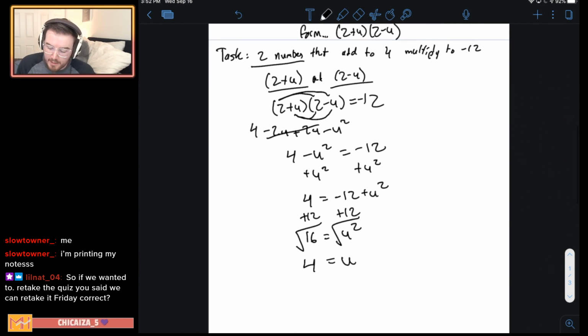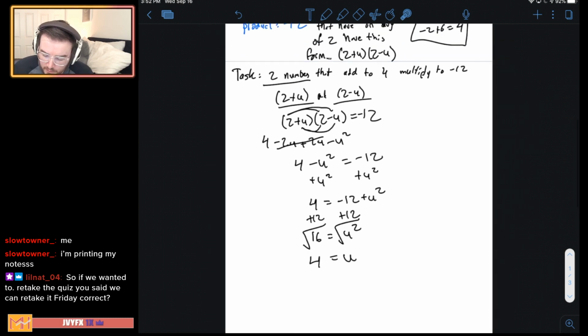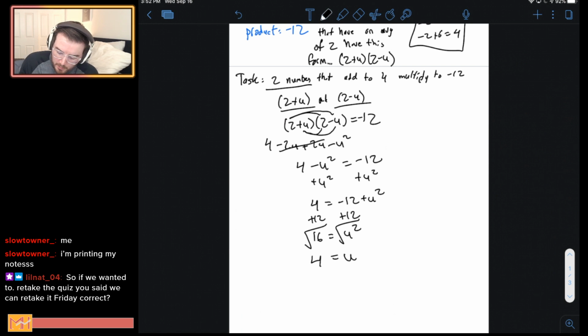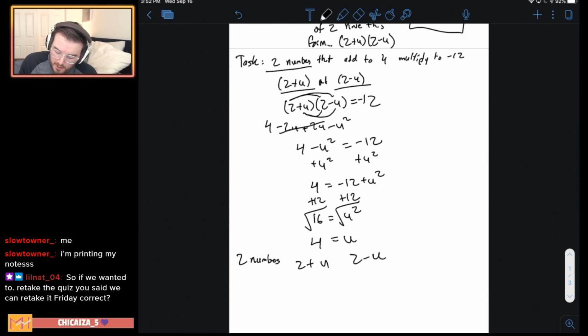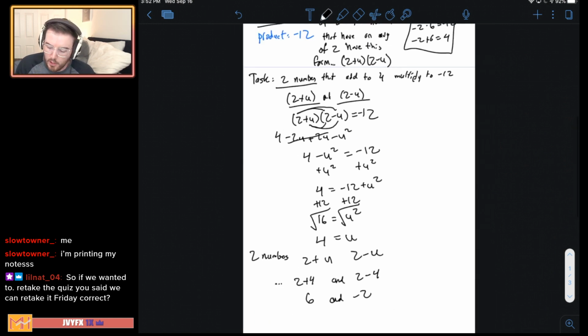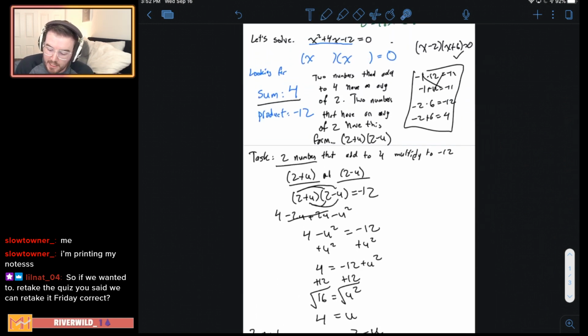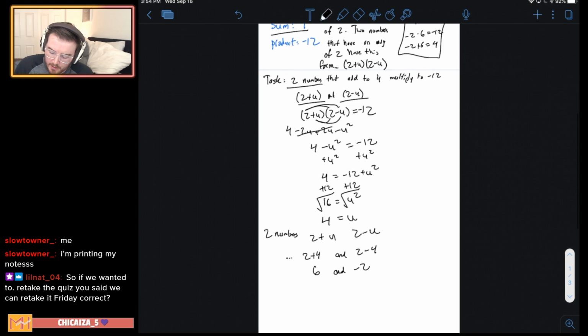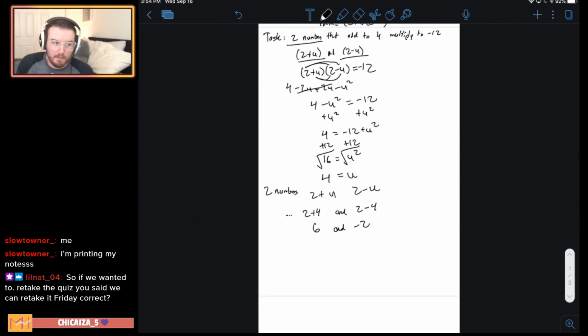I'm hoping that some of us can do that in our head, right? And that those steps don't take nearly as long. So u is 4. So like I said, the two numbers take the form 2 plus u and 2 minus u. Therefore, our two numbers are 2 plus 4 and 2 minus 4, 6 and negative 2, which are the same numbers that I got through guess and check up here. So we just found our factors.